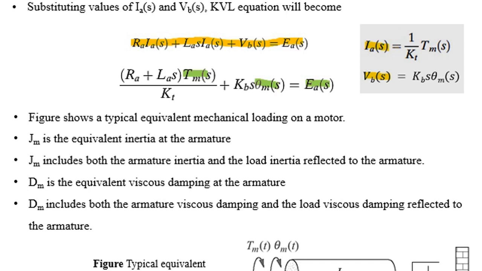Now to find torque in terms of angular displacement, we will study the mechanical model of a DC motor, which consists of equivalent inertia at the armature represented by Jm, and this includes both armature inertia and load inertia, which is reflected to the armature. Viscous damping at the armature is represented by coefficient Dm, and this includes both the viscous damping of the armature and the viscous damping of the load, which is also reflected to the armature.